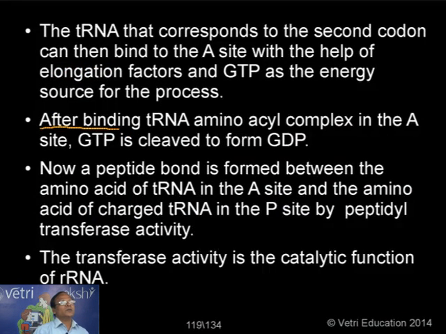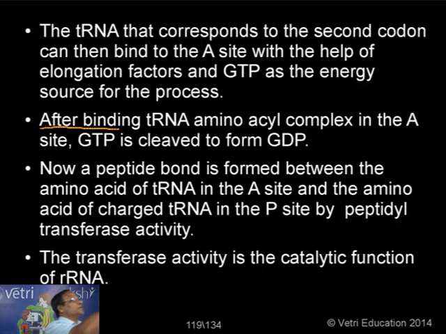Now, I mentioned all the tRNA that corresponds to the second codon can bind to the A site, as I described earlier, with the help of the elongation factor, namely EF-Tu, and the source of energy, namely GTP, which provides the energy, as I described earlier. So once methionine is at the P site, a second tRNA that corresponds to the second codon of the mRNA is added to the A site, with the help of an elongation factor, and the energy source for that process is GTP.